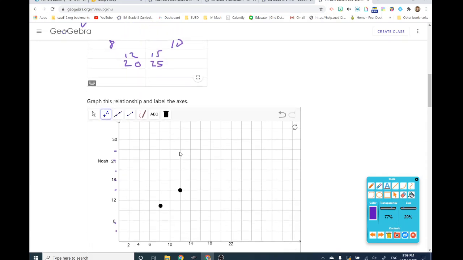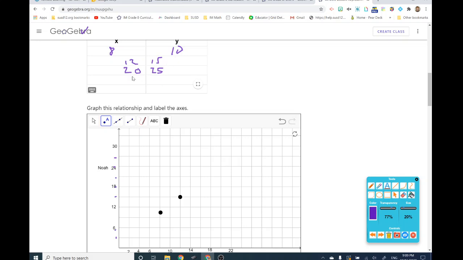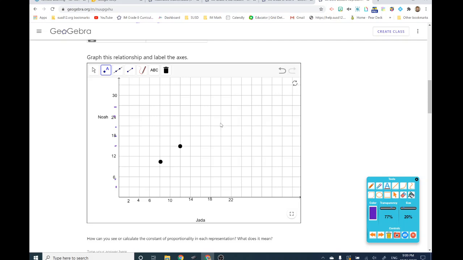Okay, I'm just double checking a little. For every 20 steps Jada takes, Noah takes 25. 20 steps for Jada is here, and 25 is just above that line, right there. Okay, we plotted the points.